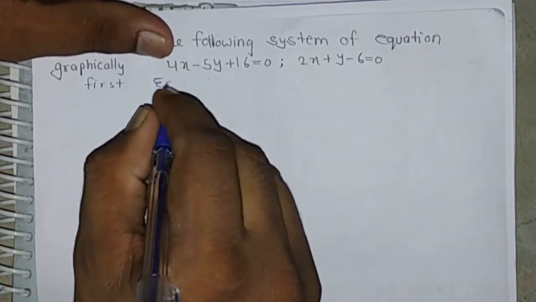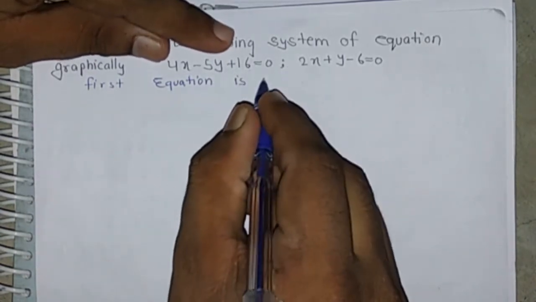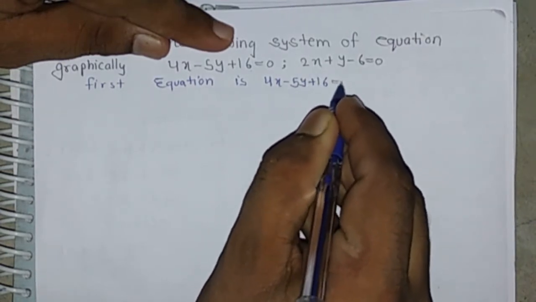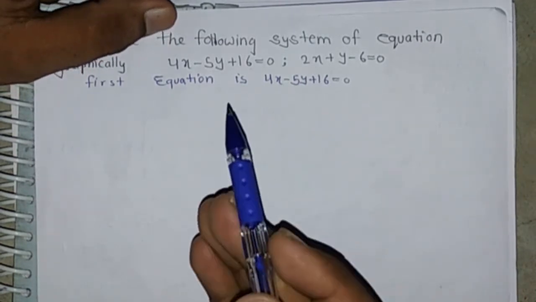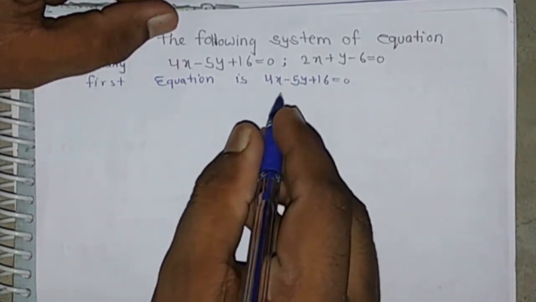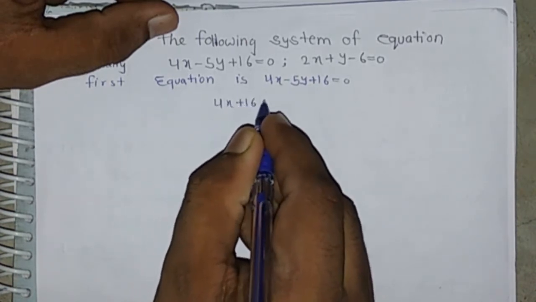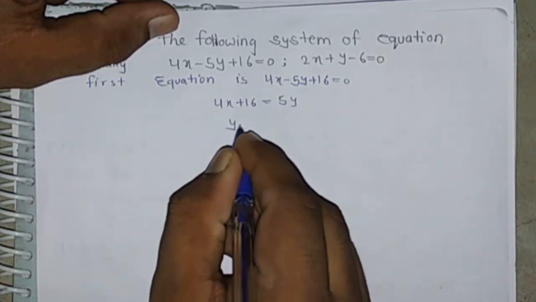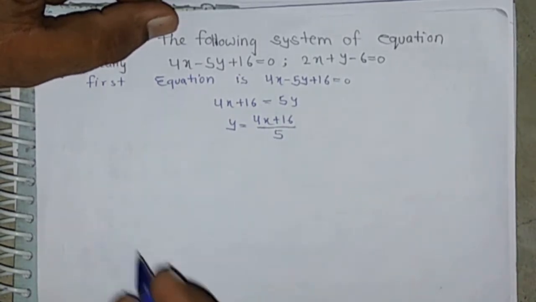The first equation is 4x minus 5y plus 16 equals 0. We find the value of y in terms of x or the value of x in terms of y. Suppose we find the value of y in terms of x. Then shifting 5y to the right-hand side, y equals (4x plus 16) by 5.